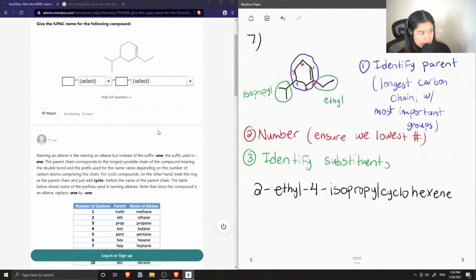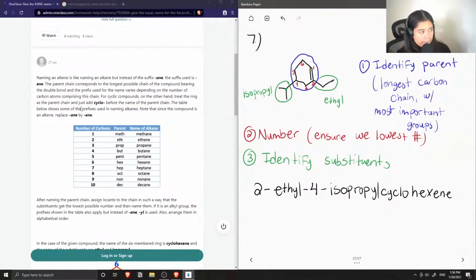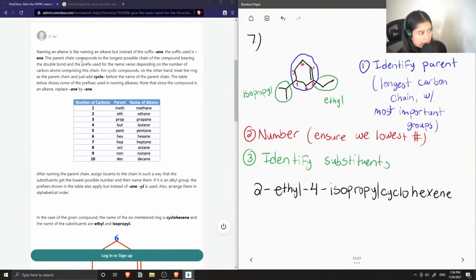So let's see what the junior tutor said. Naming an alkene is like naming an alkane, but instead of the suffix "ane", the suffix used is "ene". Parent chain corresponds to the longest possible chain of the compound bearing the double bond, and the prefix used for the name varies depending on the number of carbon atoms comprising this chain.